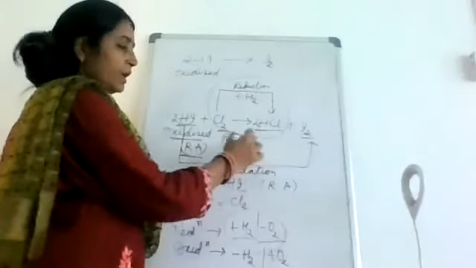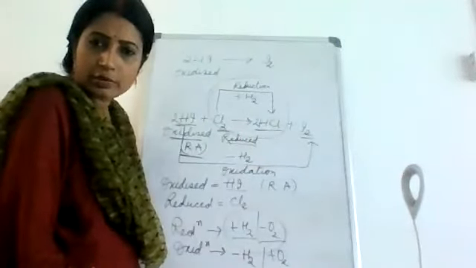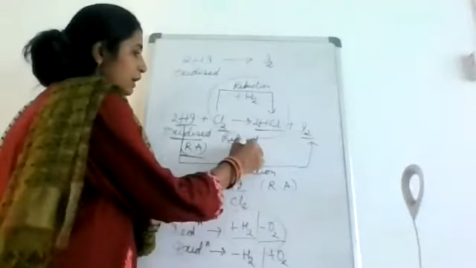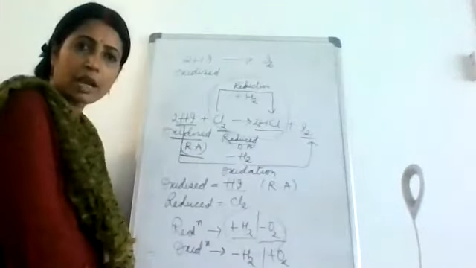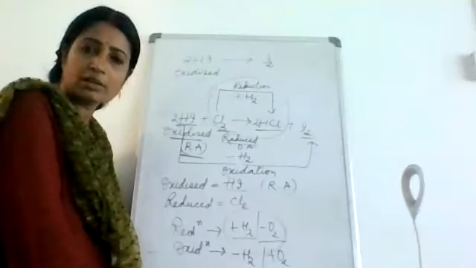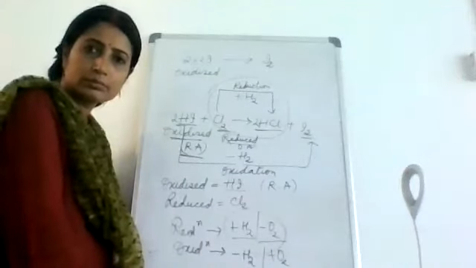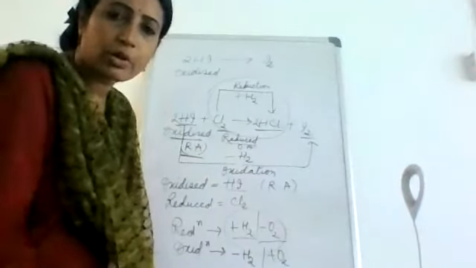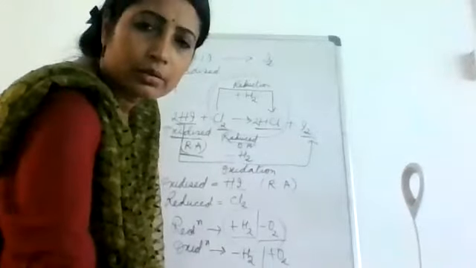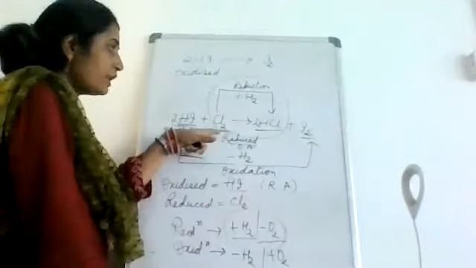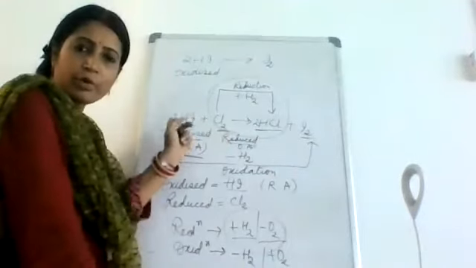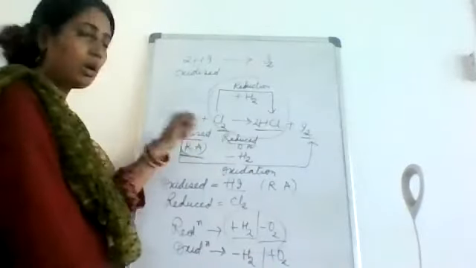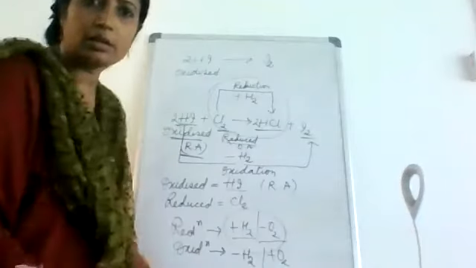So this will be acting as what? An oxidizing agent. Can anyone explain why you are calling this one an oxidizing agent? Because it itself gets reduced and oxidizes the other. By removing hydrogen from the other, it is itself getting reduced. So this is called an oxidizing agent. Clear?